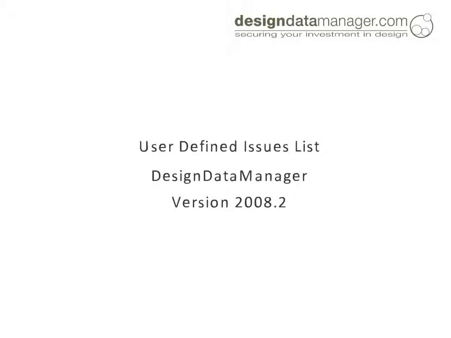DesignDataManager allows a default issue number or letter to be defined, which is then assigned when creating a new part, assembly, drawing or document record. This default issue can subsequently be changed by the user when creating a new record.